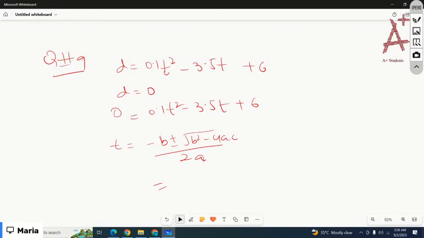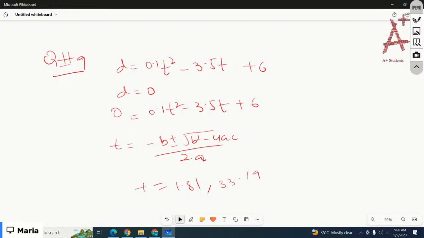So it is t equals 1.81 and 33.19. So that means she entered the water after 1.81 seconds and returned to the surface after 33.19 seconds, right?